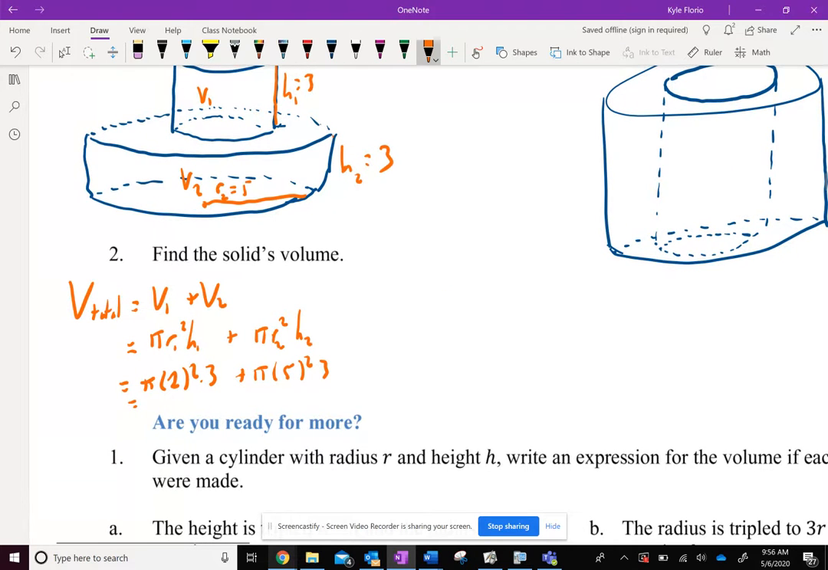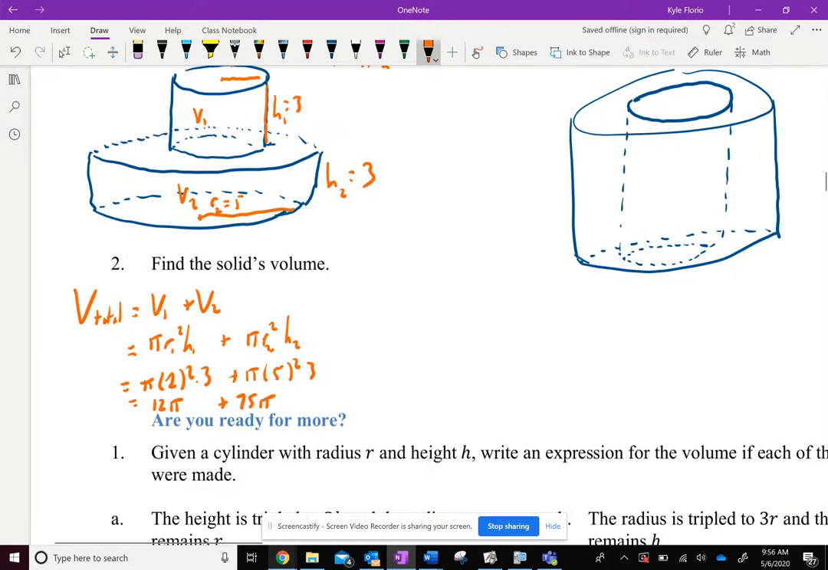Getting a little closer now. 2 squared is 4. 4 times 3 is 12, so it's going to be 12 pi. 5 squared is 25. 25 times 3 is 75, so it's going to be 75 pi. You can put this in your calculator and multiply out the pi, but I'm just going to keep it in terms of pi so that the answers stay exact. 75 pi plus 12 pi is going to be 87 pi.